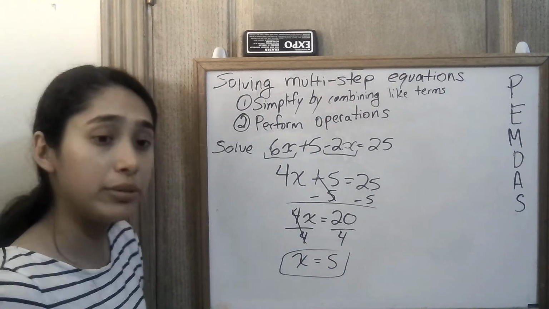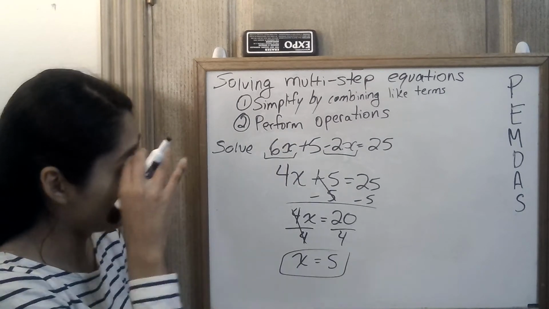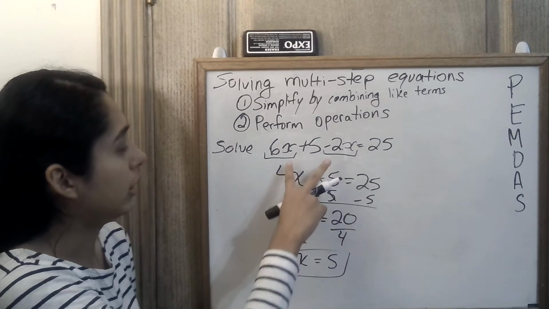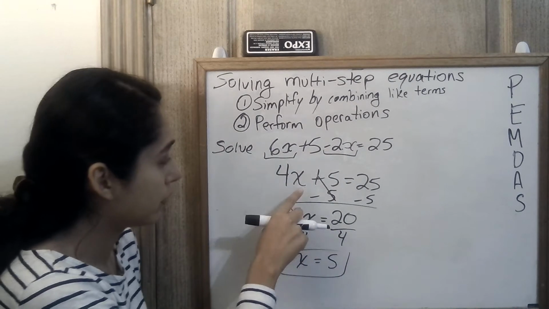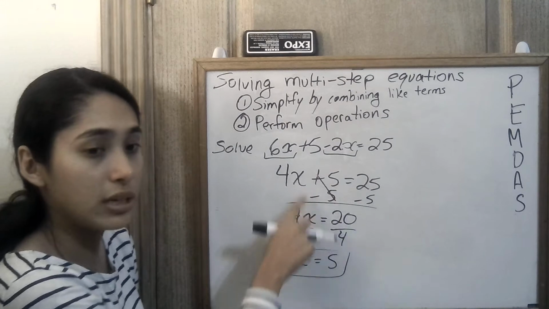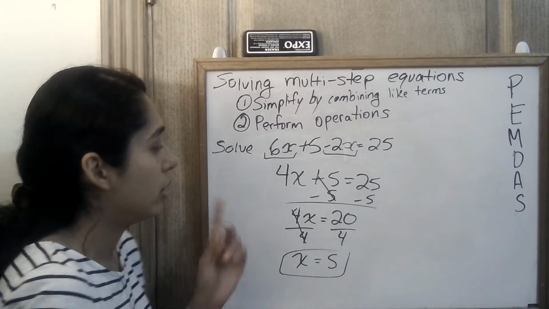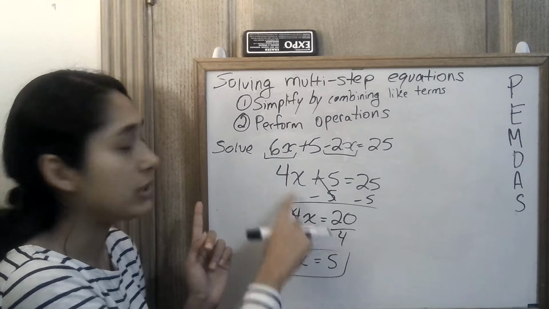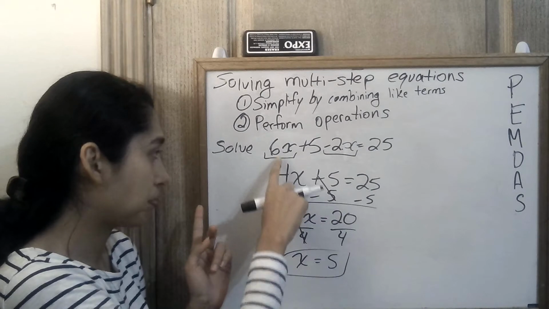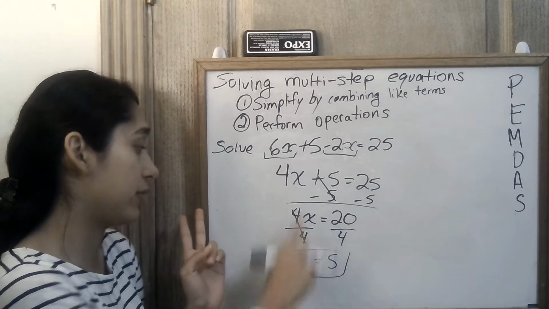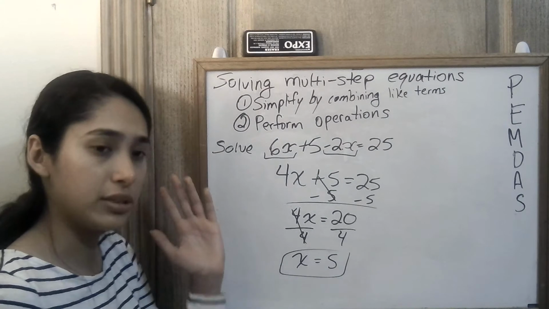Ta-da! So here we get 2 steps, because first we had to not only combine like terms, we also undid one set of operations, which was the addition. We undid it by subtracting, and then we also isolated the x by removing the coefficient by dividing by 4. So this will be called a multi-step.